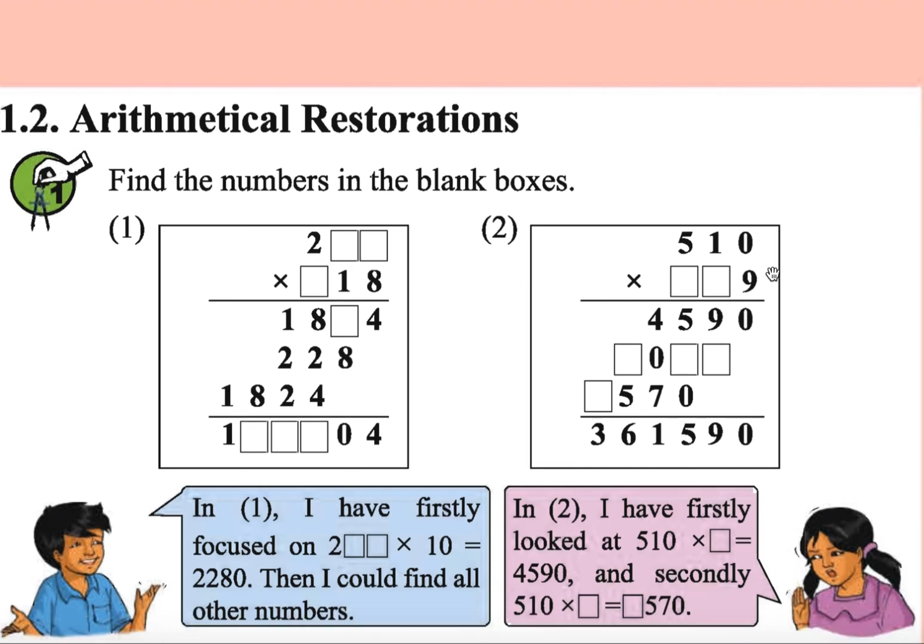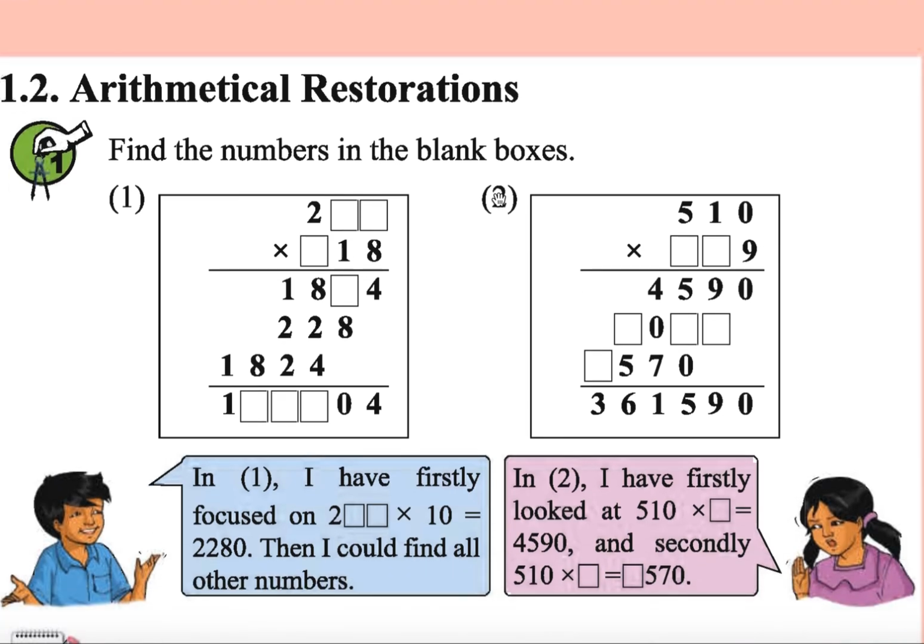Arithmetic restorations. Find the numbers in the blank boxes. What's wrong in it? Here you should get 4. You are multiplying with 8. What are the chances to get 4 here?